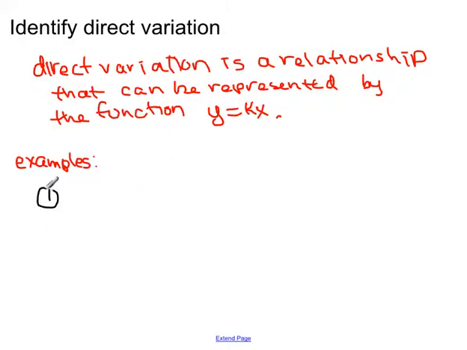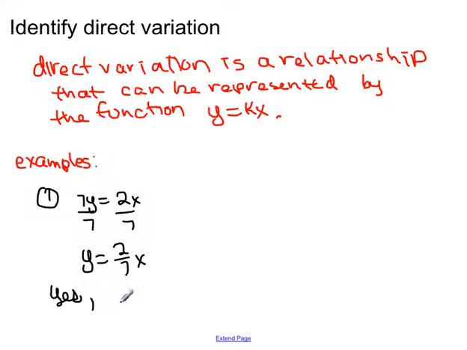Let's look first at 7y equals 2x, and we're trying to determine if this is a direct variation. Well, if I divide both sides by 7, we get y equals 2/7 x. So yes, this is a direct variation. And what we call this 2/7 out front is the constant of variation. It's the number in front. It's what it varies by, in this case 2/7. So y varies directly with x by a constant of variation of 2/7.